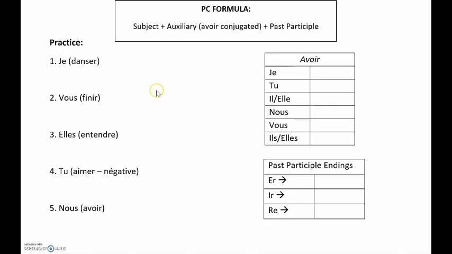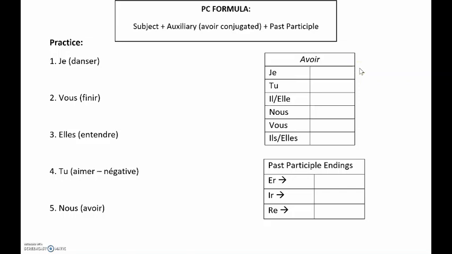So I have here these 5 questions, obviously. I have up at the top of the screen the formula for the Passé Composé. I have my avoir verb chart, and I also have a chart for my past participle endings. So we have everything we need on this screen to complete these 5 questions. Okay, so let's go through some of these guys together first.